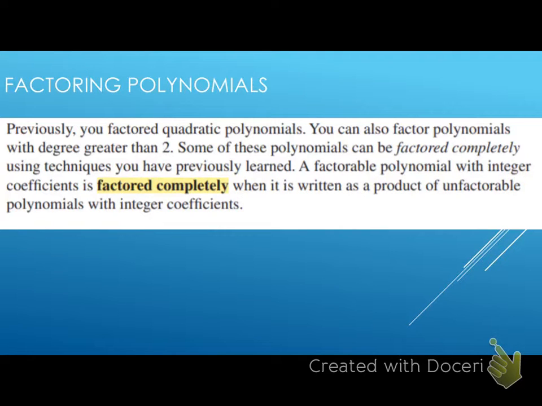So essentially that's what it's saying. Does that make sense? That's when it's factored completely. Any questions about that? Okay, moving on.